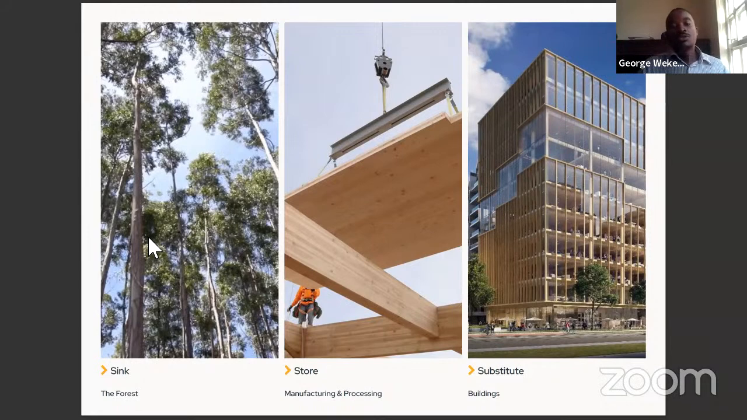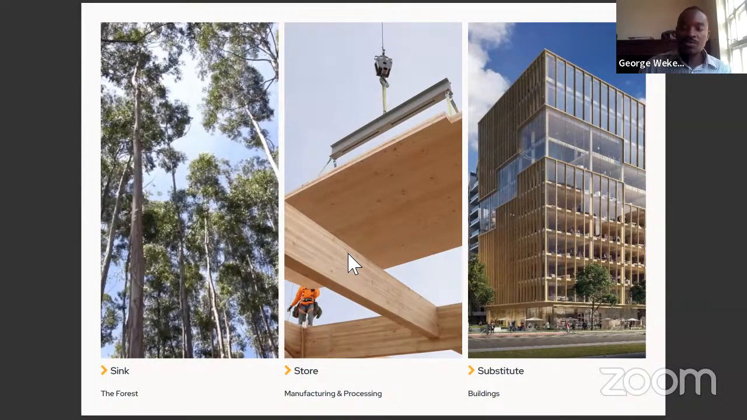So our solution is broken down into three main categories, how we're thinking about it. First, forests naturally sequester carbon from the atmosphere and store it. And when trees are cut down and used for buildings, as in the slide at the center, they store the carbon away for the life of the building. At the end of life of the building, the carbon can be used in other materials, so the carbon will be kept within the timber, not released into the atmosphere.